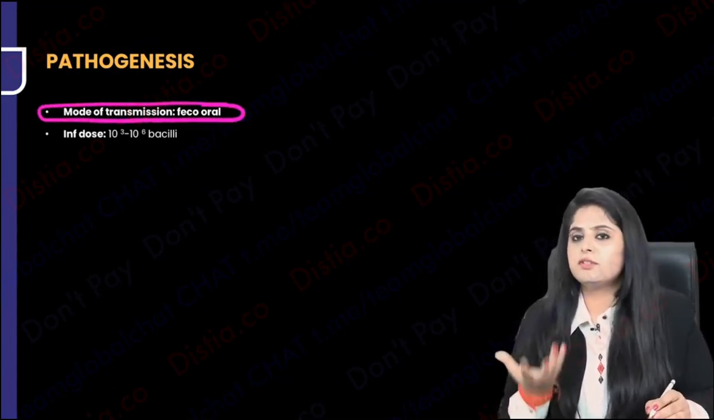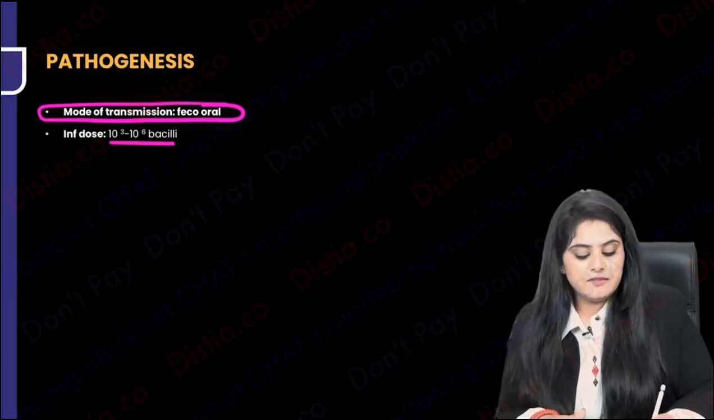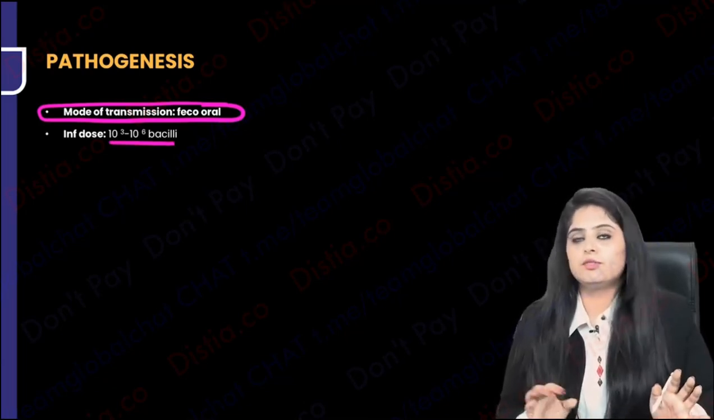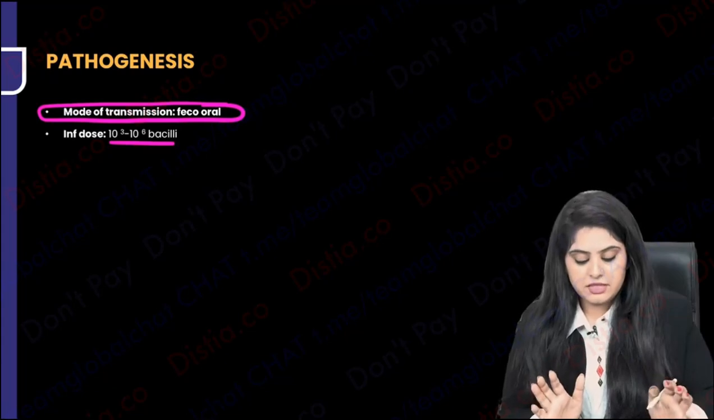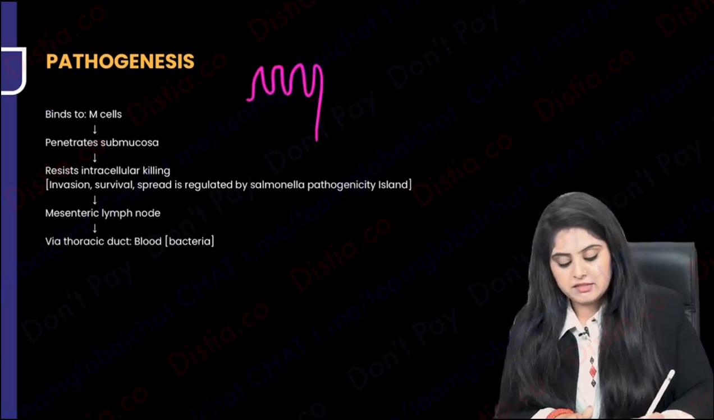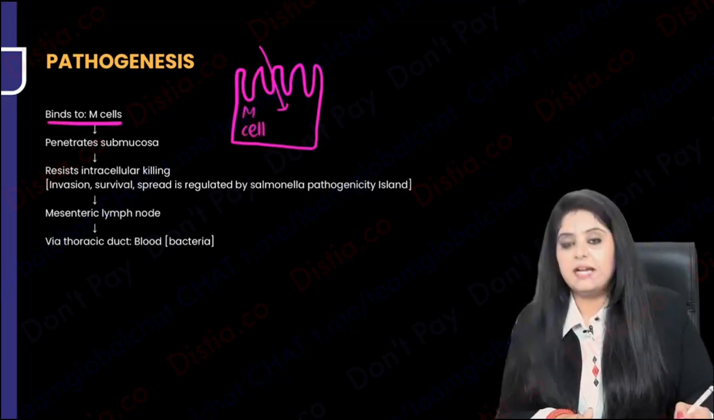Put your common sense. Typhoid is because of consumption of contaminated food and water. So fecal-oral route, and the infectivity dose is 10 to the power 3 to 10 to the power 6 bacilli that you need. So it's definitely not small. It's a decent amount of infectivity dose that you definitely need. So what is the cell that is going to enter? So please remember, in the intestine, it's going to enter and bind to the M cell.